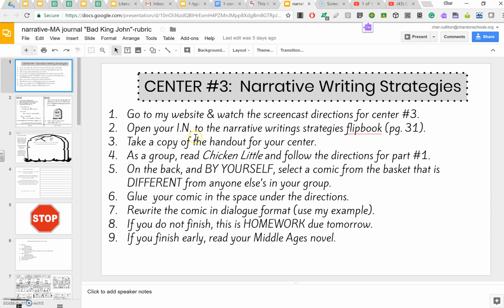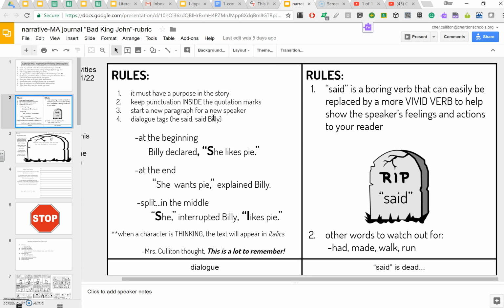You're going to open your interactive notebook to the narrative writing strategies, which we put on page 31. And we glued 2 of these to the very bottom of the page, if you remember. What I would like for you to do, as I'm explaining this right now, is get a highlighter, and let's recap some of these rules. So the first one we're going to look at is just in dialogue.